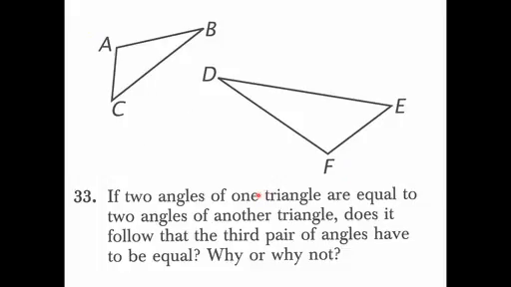If two angles of one triangle are equal to two angles of another triangle, let's say A and F are equal, and angles C and E are equal, does it follow that the third pair of angles have to be equal? With a little explanation, why or why not?